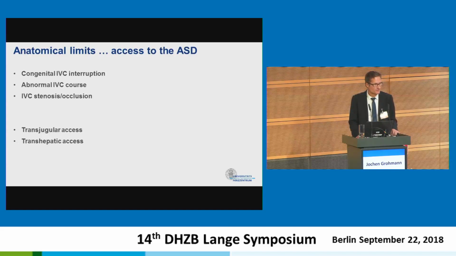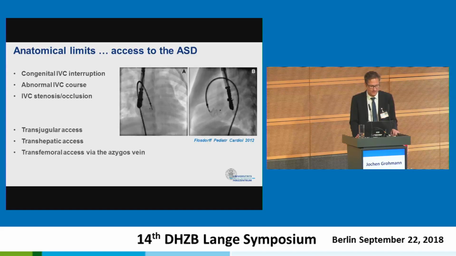Anatomical limits. It can be quite difficult to reach the atrial septum and the defect if the vena cava inferior is interrupted as a congenital lesion, or has an abnormal course, or is stenotic or occluded. You may need transjugular or transhepatic access. This is described, or as in Leipzig, in this case, performed: you can stay on your transfemoral route and go via the azygos vein and close the defect. But I think it's not that easy to perform this. Or you choose a limited right-sided thoracotomy.